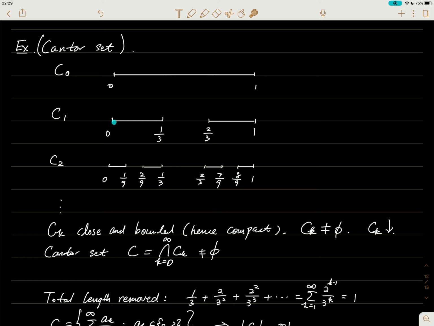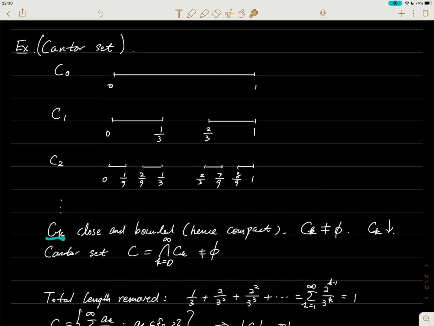So it's just the interval here and this. That means this is just [0, 1/3] union with [2/3, 1]. Okay, and the next, for each of these two, I will also remove the middle third. I will have these 4 closed intervals. Okay, that's my C_2. So you can just keep doing this. The next time you will be removing this middle third, this middle third, also this middle third, this middle third.